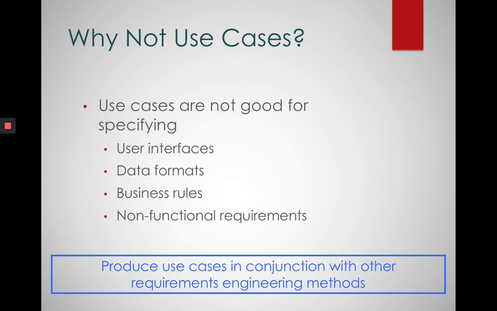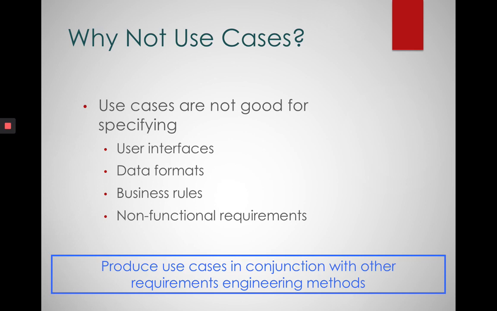So some examples of things that they're not useful for is, first of all, specifying user interfaces. That would be more appropriate for a mock-up, some kind of drawing of the user interface or prototype, but you can't show that in a use case. It also is not good for specifying data formats. If you want to specify, like for Amazon, what kind of data you want to hold for a customer, like a customer consists of a name, an address, an email, a login, an order history, those kinds of things, you can't specify that using a use case.